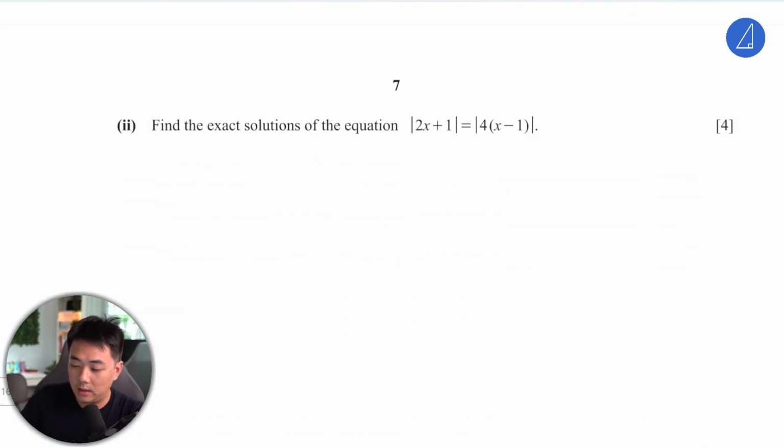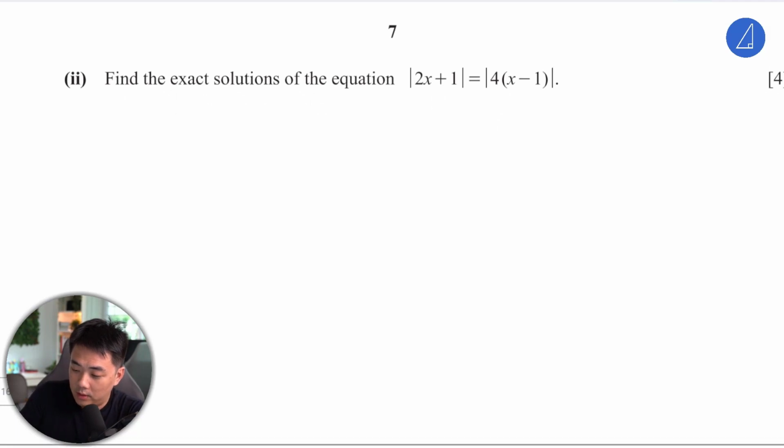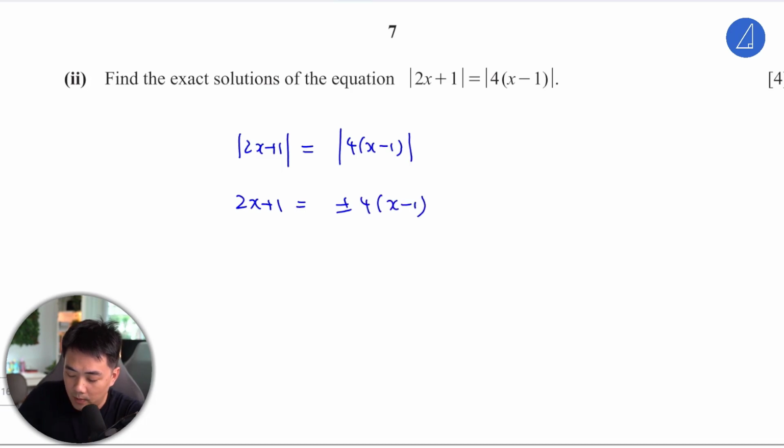Find the exact solution for this. I think this is pretty okay. Finding the exact solution for the modulus, we know that when we open up the modulus equation there will be plus minus 4. Oh, sorry. I think I'll just write modulus 2x plus 1 equals modulus 4x minus 1. So 2x plus 1, we know that this is plus minus 4x minus 1.